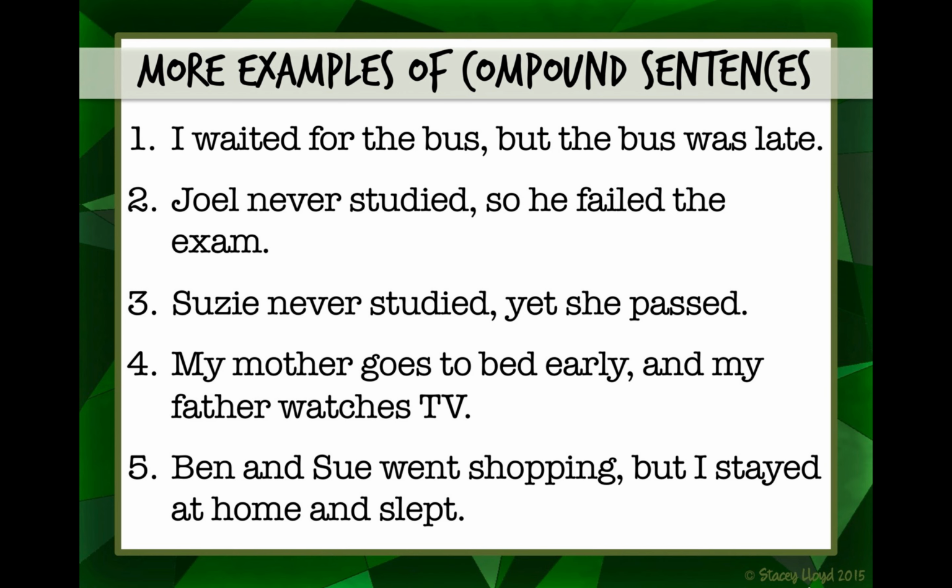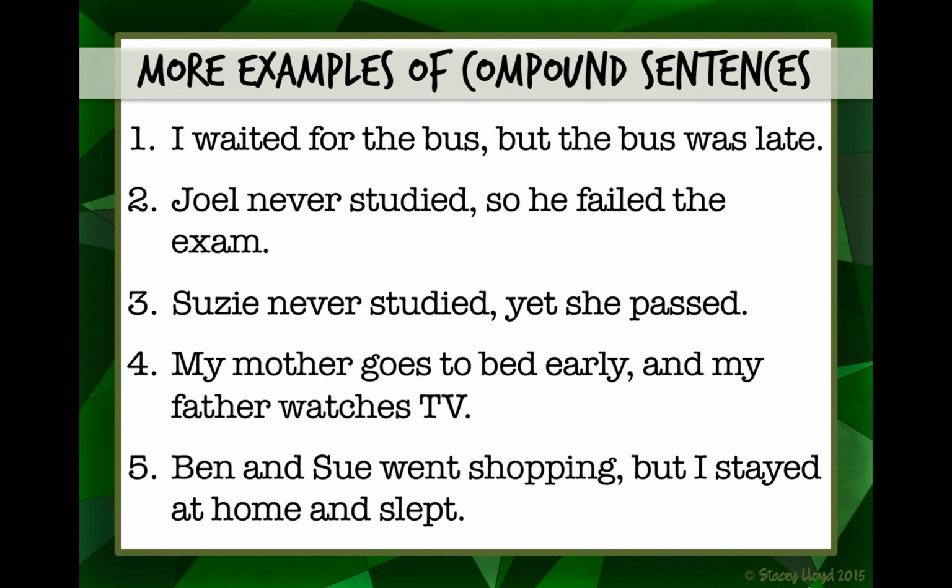I waited for the bus, but the bus was late. Well, I waited for the bus. Could that stand alone? Yes, it's an independent clause. And if I took out the conjunction and just said the bus was late, could that stand alone? Absolutely. That could stand alone. So what do I have to put in between those 2? I have to put a conjunction. What do we put before a conjunction? A comma. Perfect. So I waited for the bus, comma, but the bus was late.